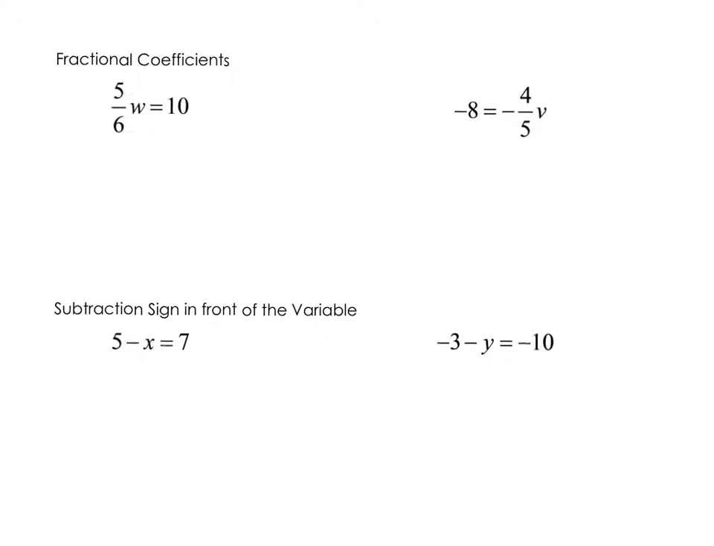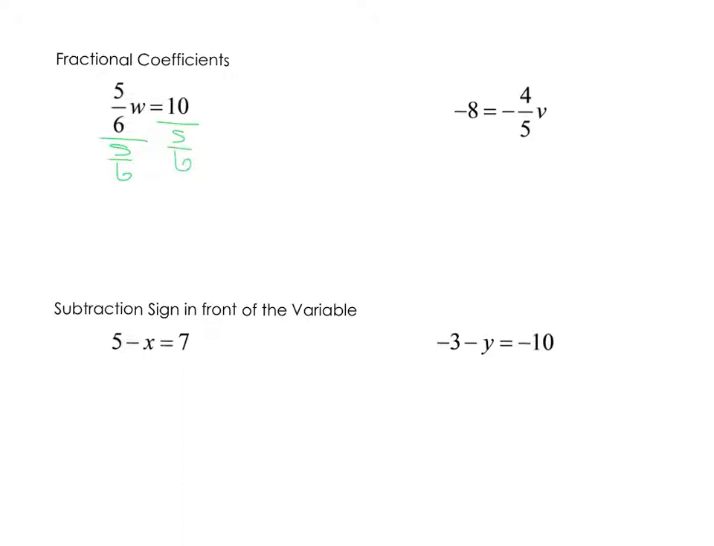Okay, a special case of a one-step equation is when we have a fractional coefficient. That means the number in front of the variable is a fraction. So here I have 5/6w equals 10. Remember that written side by side, that means multiplication. So the inverse of multiplication is division. I'm going to divide both sides by 5/6.